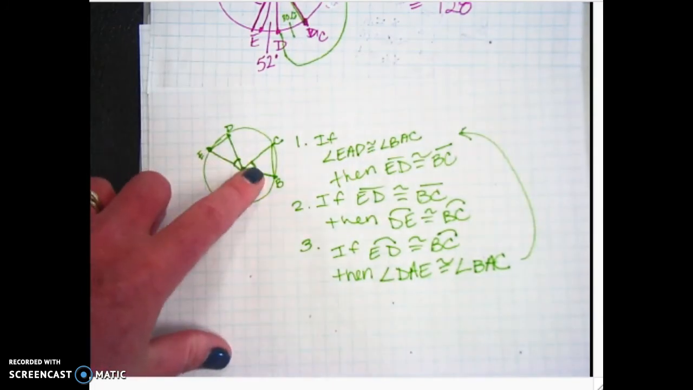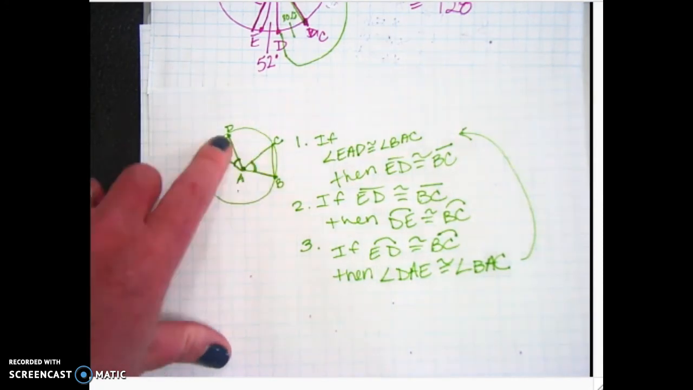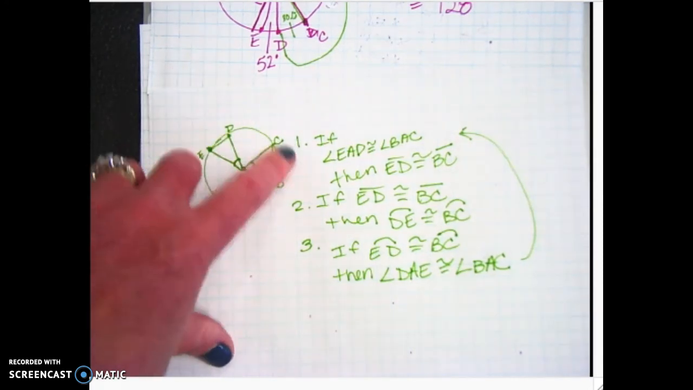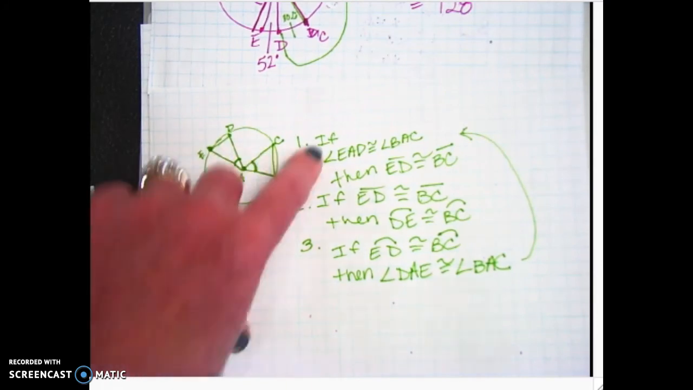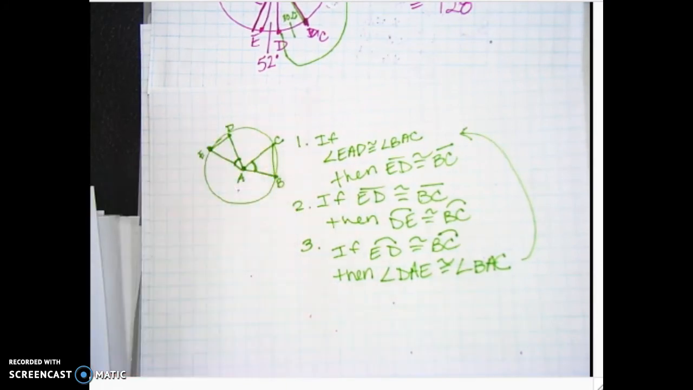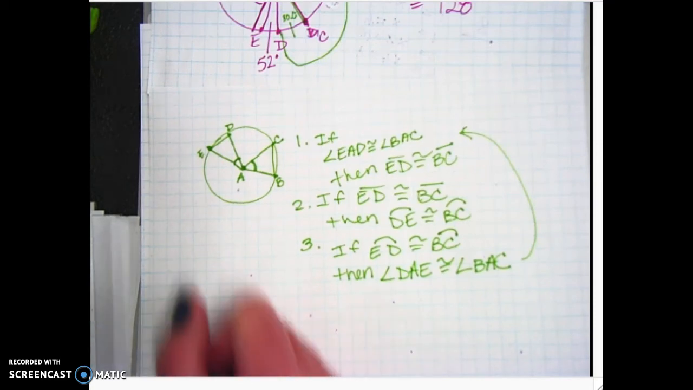The angles are congruent, therefore the chords are congruent, therefore the arcs are congruent, therefore the angles are congruent. If one of the pairs is congruent, then all three pairs are congruent to each other. Keeps going in a circle. All right. So how are we going to apply this? That would be example number 3.